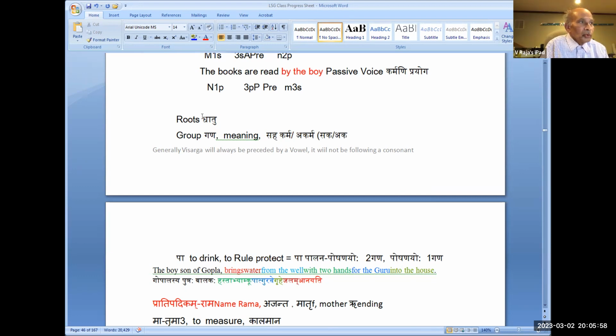You have to know the roots, and the roots have properties. One of the properties is that it belongs to one of 10 groups. We call the group a Gana. And you have to know the meaning of the root. Again, in this class, until towards the end, you will not have proper remembrance of the roots. That will be given to you. What is not given is how to derive verbs.